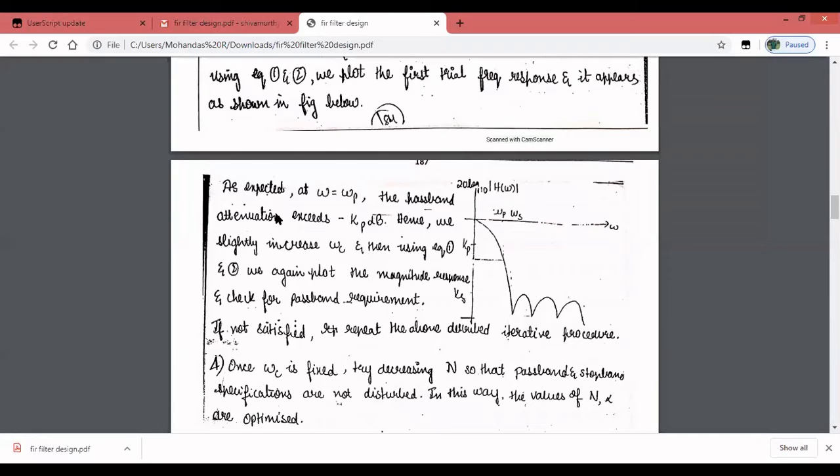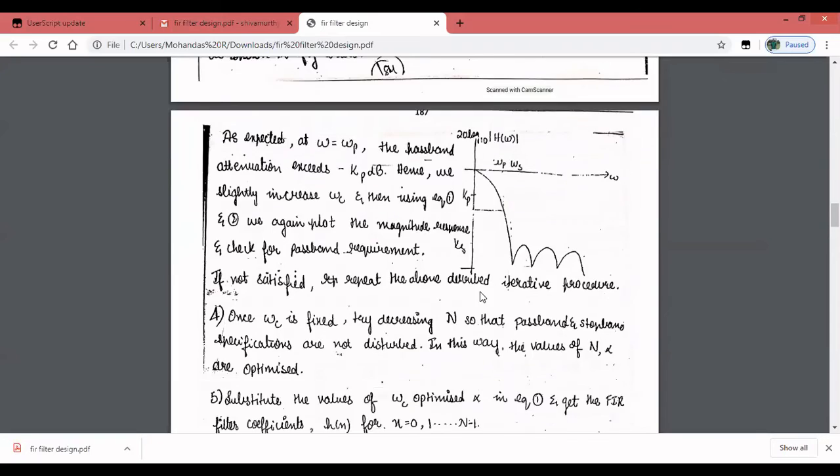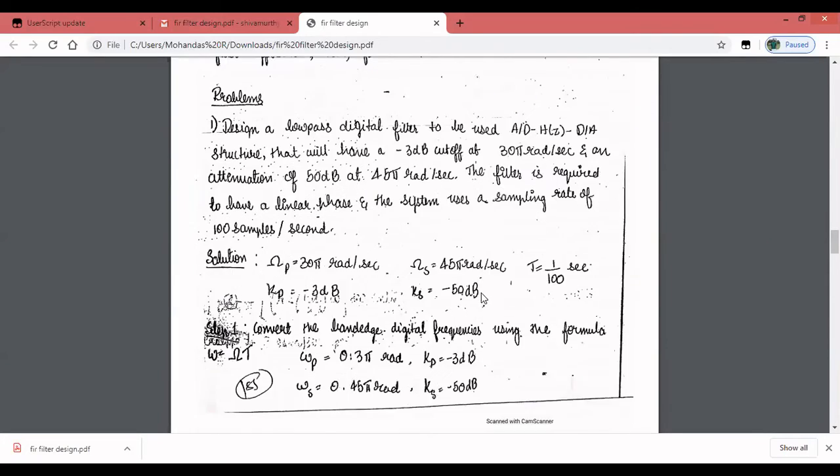Normally the frequency response curve will be something like this, and that is as expected. At omega equal to omega p, the passband attenuation will always exceed minus kp dB, which is being given. Hence we will slightly increase omega c. Then, using equations 1 and 2, we again plot the magnitude response and check for the passband requirement. If it doesn't satisfy, once again we repeat this iterative procedure. The same procedure we have to follow in the numerical also.